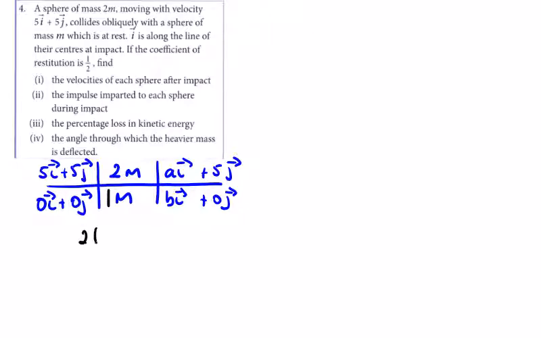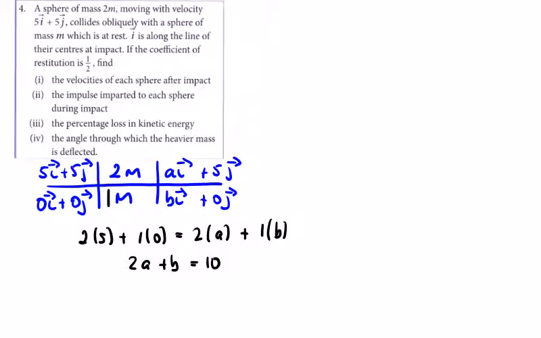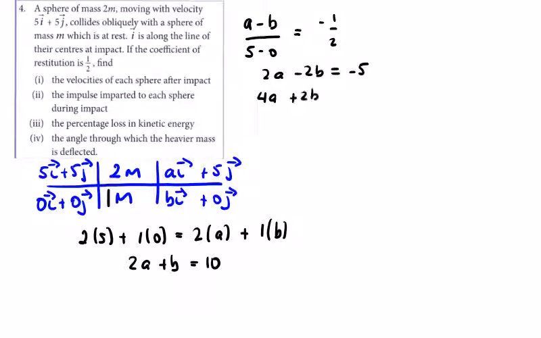So allow the second one to be a 1. So we're going to have 2 times 5 plus 1 times 0 is equal to 2 times a plus 1 times b. So we get 2a plus b is equal to 10. Secondly, we're going to get a minus b over 5 minus 0 equals minus e, so minus 1 over 2. So we get 2a minus 2b is equal to minus 5. And we have 2a plus b, so we get 4a plus 2b is equal to 20. So we're going to get 6a equals 15.